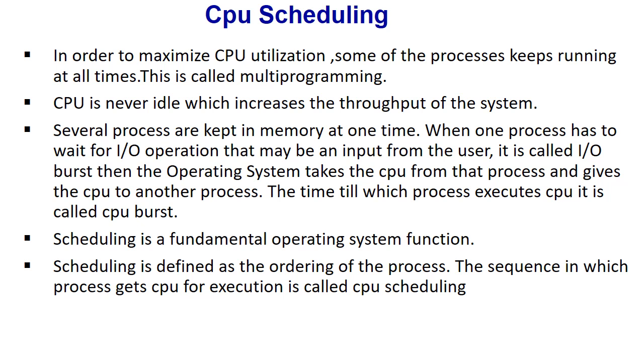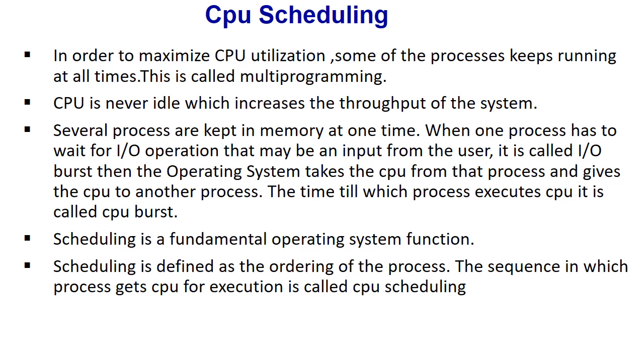What is CPU scheduling? CPU scheduling means the sequence in which a process gets the CPU for execution, or the ordering of the processes in which they get the CPU for their work to be done. So the CPU is kept busy most of the time, and the process keeps running at all times on the CPU, which increases the throughput of the system, and the CPU is never idle.